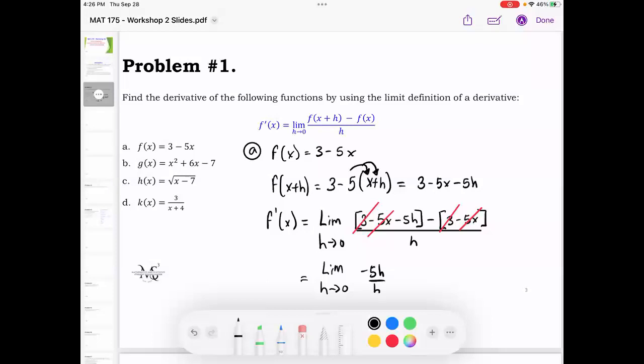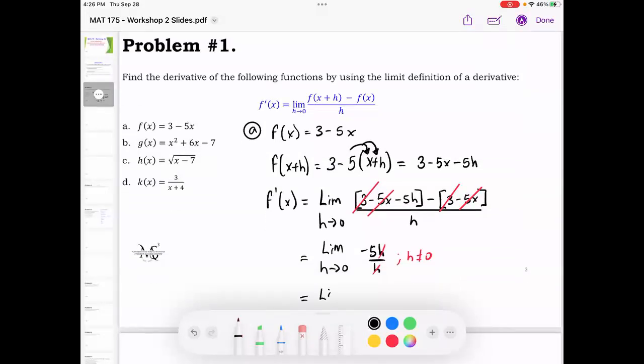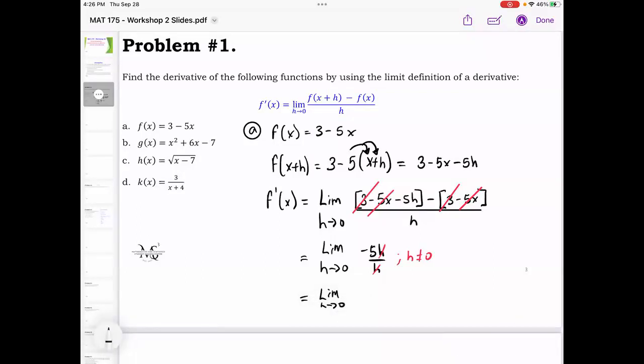Now, can I reduce this further? Yes, as long as h is not equal to 0, your h's will cancel, and you will have the limit as h approaches 0 of negative 5. Now, what do you think this limit's going to be? As h approaches 0 of negative 5, what do you think your answer will be? Say it louder. It's going to be negative 5, right? Essentially, the limit as h approaches 0 of a constant function, negative 5, is just going to be your constant, so you get negative 5. And that is your derivative.